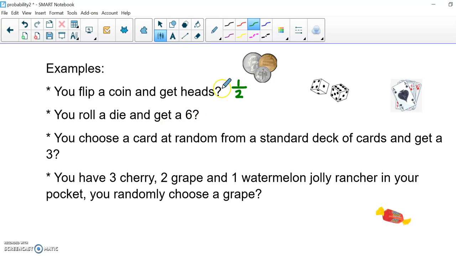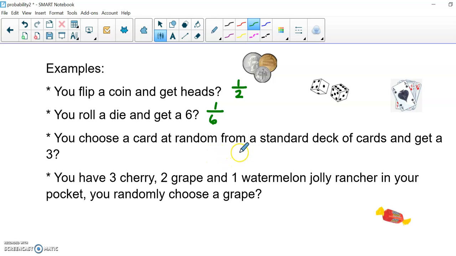You roll a die and get a 6. If you roll a standard die, there's 6 sides, 6 different numbers, 1 to 6. Favorable is 6. We're hoping it lands on a 6. So there's 1 six on our die and a total of 6 numbers.